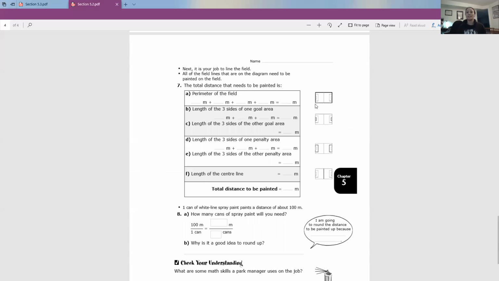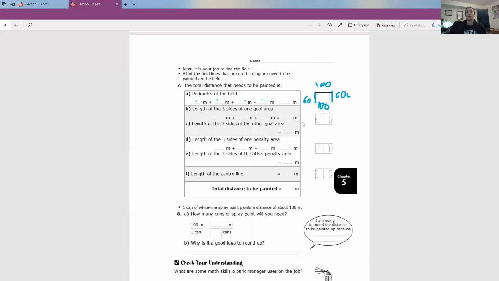You'll notice that the width is 60. The length is 100. The width is another 60, and then the length is another 100. Okay? So you would have to travel 100, 60, 100, 60. So you can put those answers here, here, here, and here, and then add them to get your total.